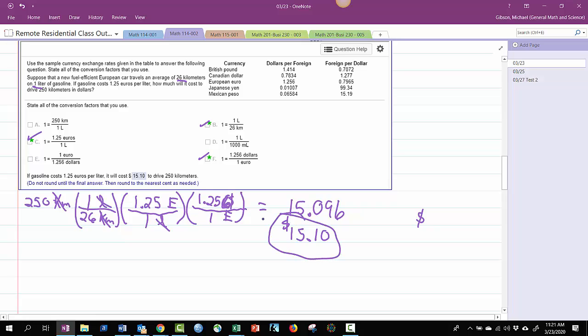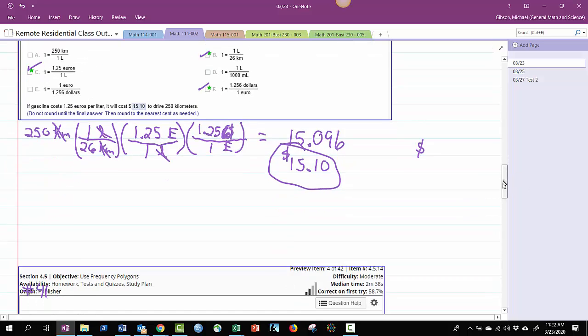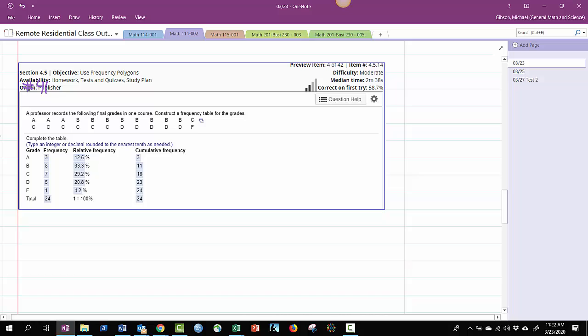All right, there's another one. All right, let's look at the next one. So now this one is number 41 in the review assignment. Okay, now this is one of these frequency tables, okay?